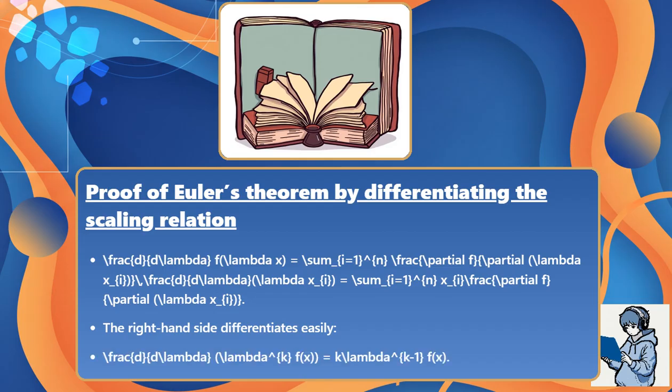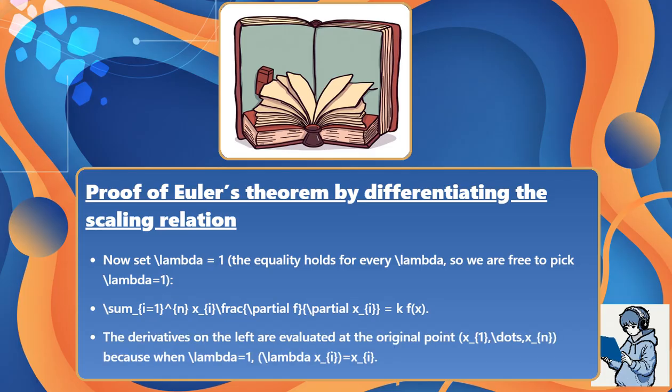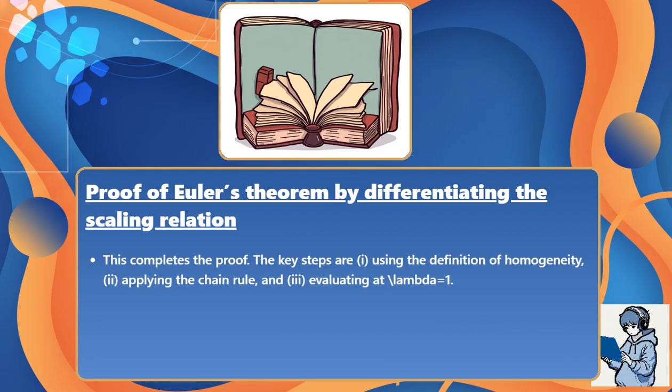The right-hand side differentiates easily. d over d lambda of lambda to the k power times f of x equals k times lambda to the k minus 1 power times f of x. Now set lambda equals 1. The equality holds for every lambda, so we are free to pick lambda equals 1. Sum from i equals 1 to n of x sub i times partial f with respect to x sub i equals k f of x. The derivatives on the left are evaluated at the original point, x sub 1 through x sub n, because when lambda equals 1, lambda x sub i equals x sub i. This completes the proof. The key steps are one, using the definition of homogeneity, two, applying the chain rule, and three, evaluating at lambda equals 1.